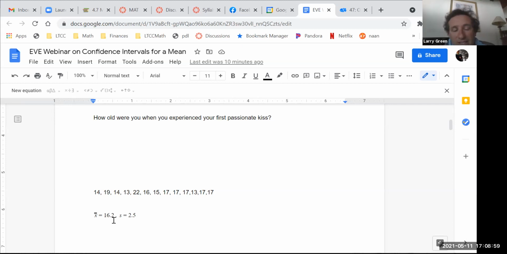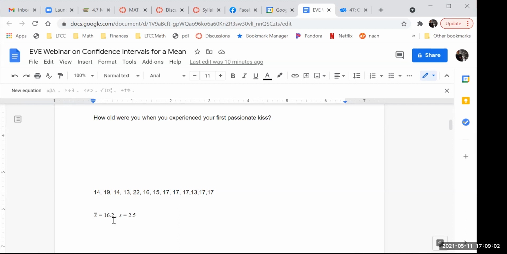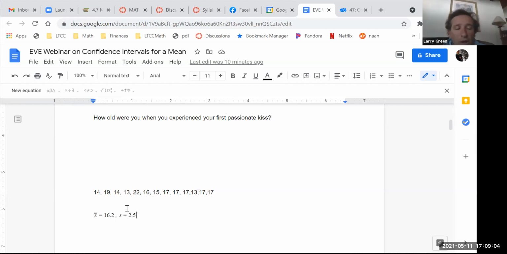What do y'all think? It would be reasonable. Yeah, that'd be reasonable. The standard deviation, again, is a little under 1, but not much under 1. And 16.1 is only 0.1 under the sample mean.